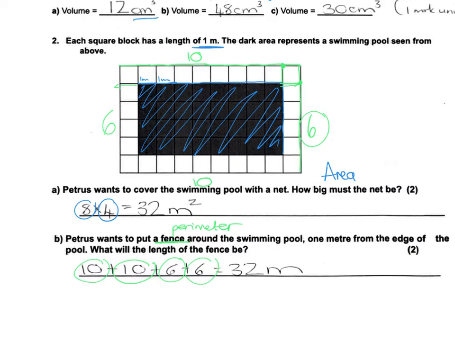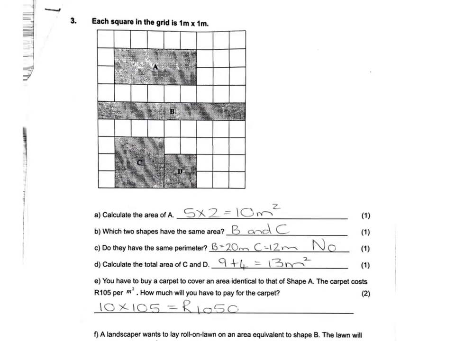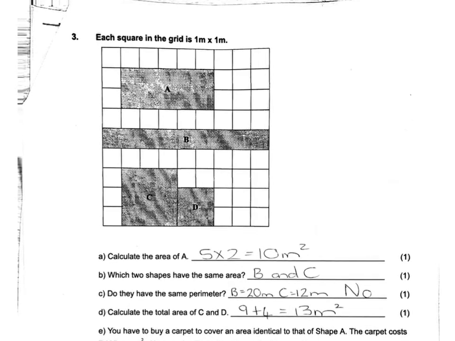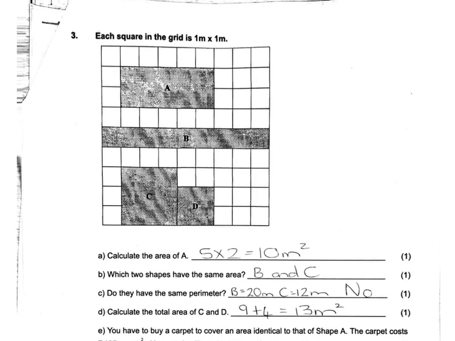Right, so like I said, at this one, I didn't really subtract marks for incorrect units at the end, but check that you write a meter squared for my area and a meter for my perimeter. Next. It starts by saying each square in the grid is 1 meter. That really helps me just to know what I'm counting in.